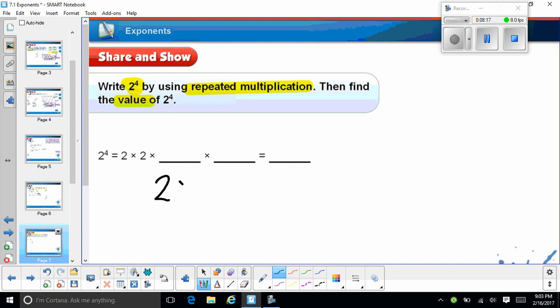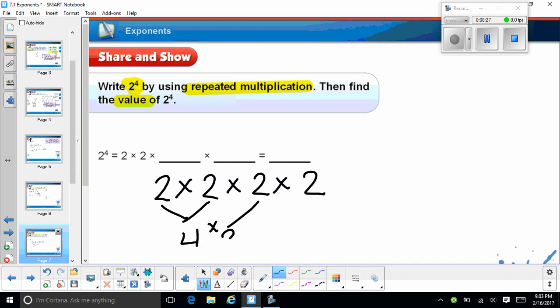2 times 2 times 2 times 2. 2 times 2 is 4. Times 2 is 8. Times 2 equals 16. And so the value would be 16.